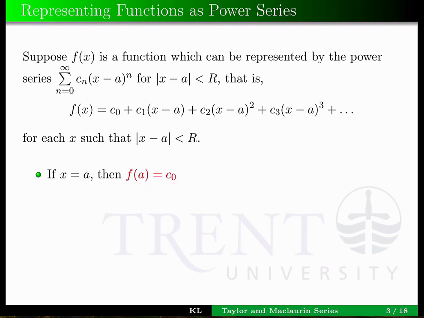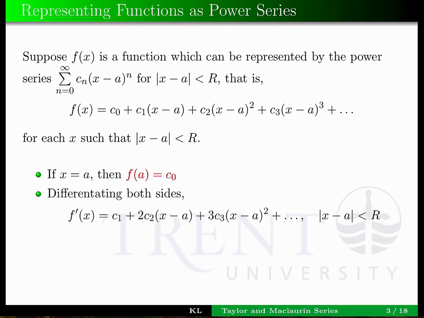Now, during our last discussion, if we have a function which can be written as a power series inside the interval such that x minus a in absolute value is less than r, we can differentiate our function. So what we're going to do is to get the derivative of this function. If we do this, then we will have f prime of x equals c1 plus 2c2 (x minus a) plus 3c3 (x minus a) squared plus so on and so forth.